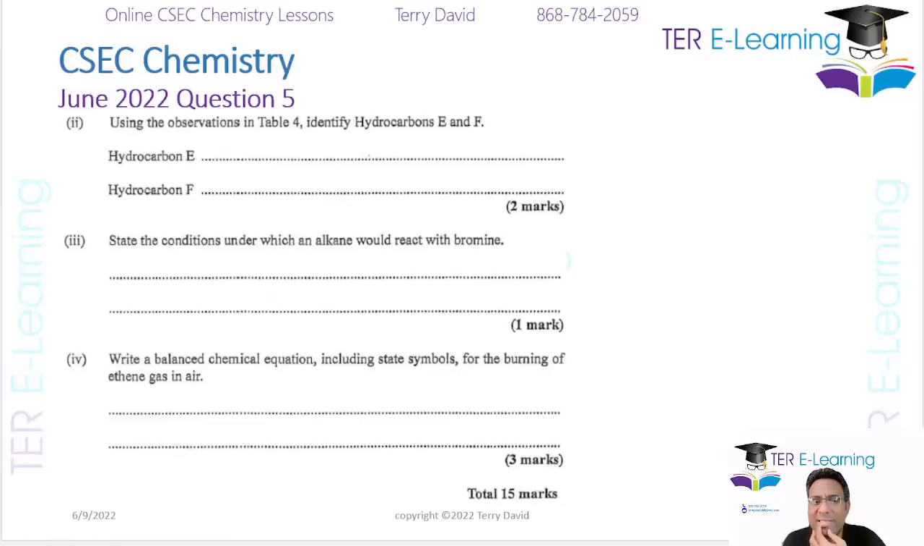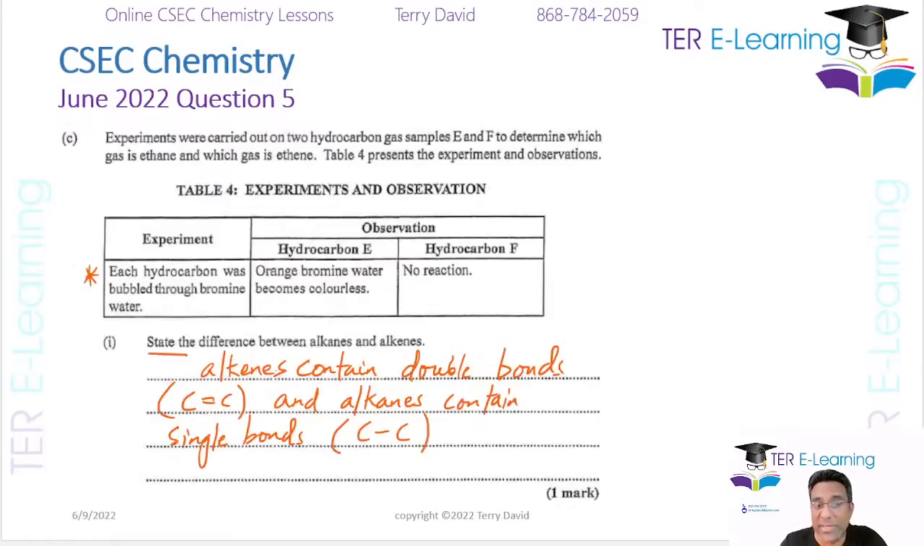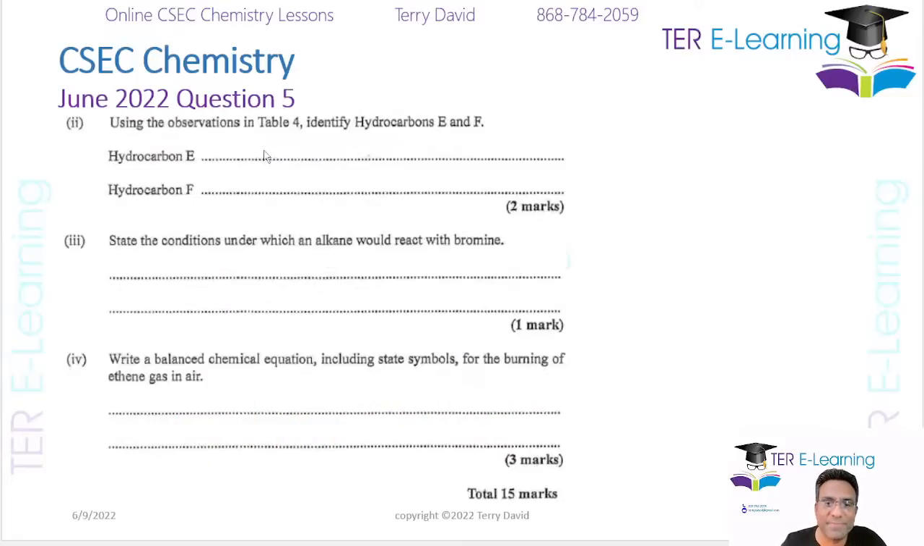Using the observations in table 4, identify hydrocarbons E and F. Right? So we just want to know which one is the alkane, which one is the alkene. So the alkene, the one that has a double bond, is going to have the color change with aqueous bromine. So therefore, orange bromine becomes colorless. So therefore, E has to be the alkene. Right? And the other one, you had no change. So therefore, the other one has to be an alkane.